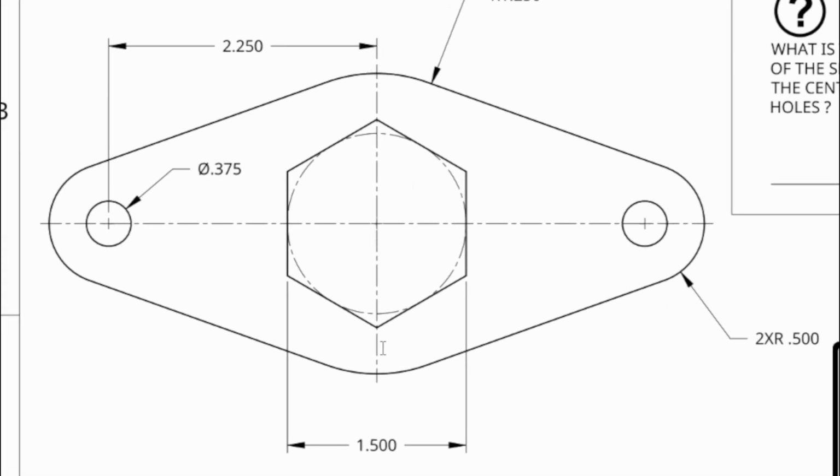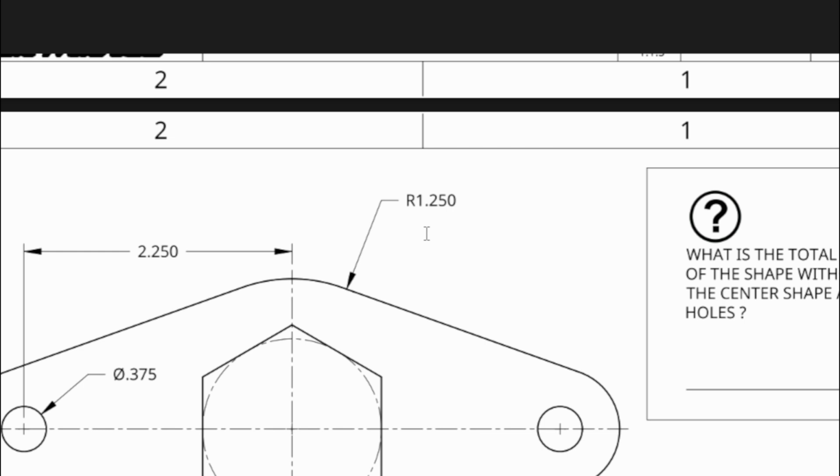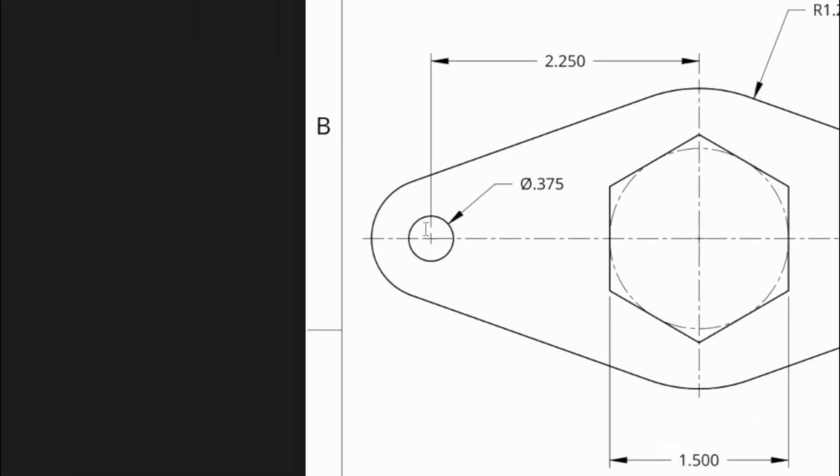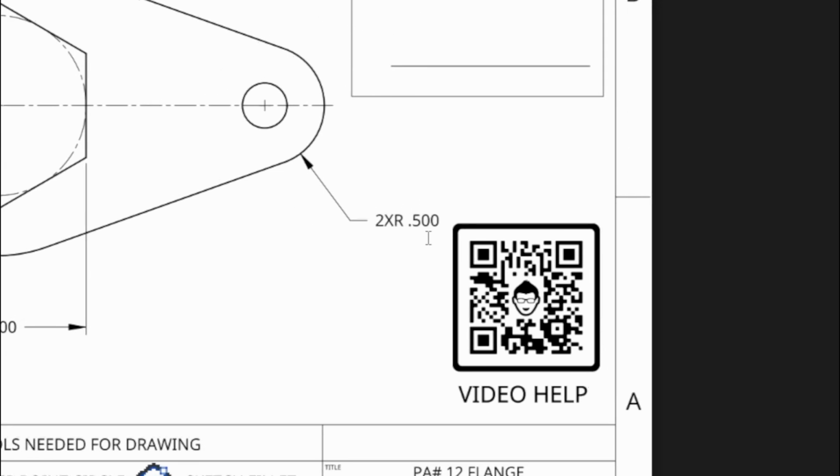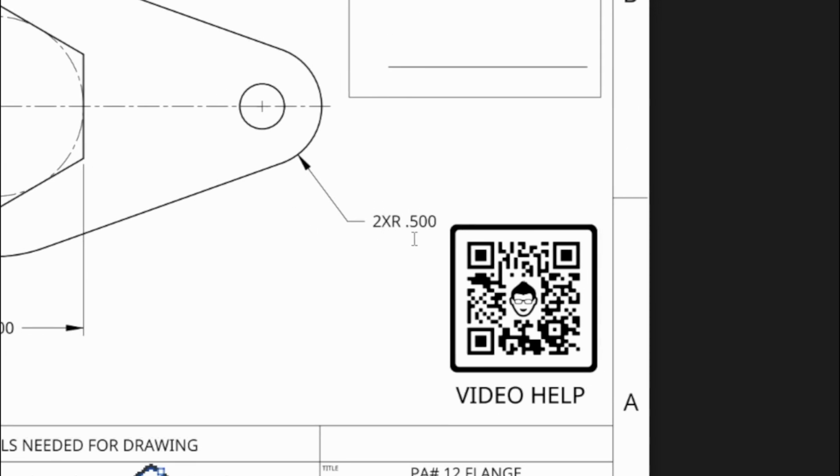So first thing I'm going to do is start with a hexagon at that center that is 1.5 wide. Then I'm going to draw a circle around that. That needs to have a radius of 1.25, so a diameter of 2.5. From there, I'm going to draw a circle off to the left with a diameter of 0.375 and dimension that 2.25 inches away from that center point. Afterwards, you'll see I need a circle on the outside with a radius of 0.5, so a diameter of 1.